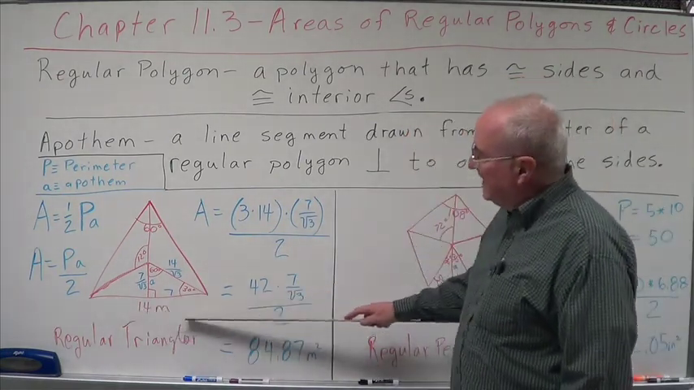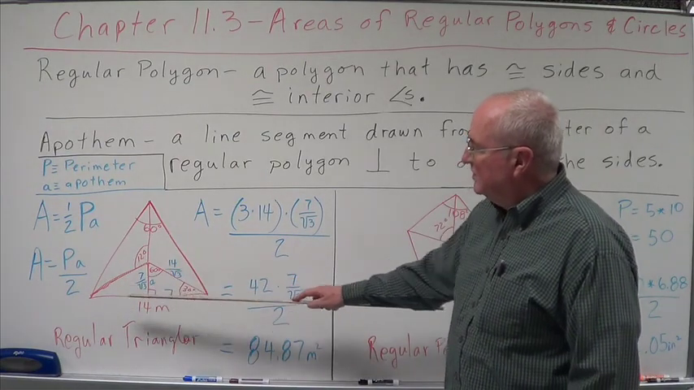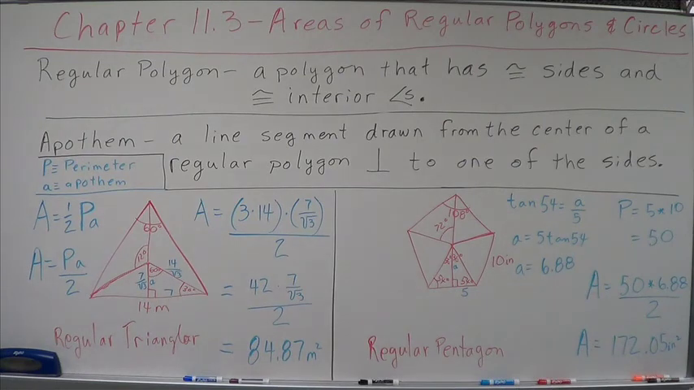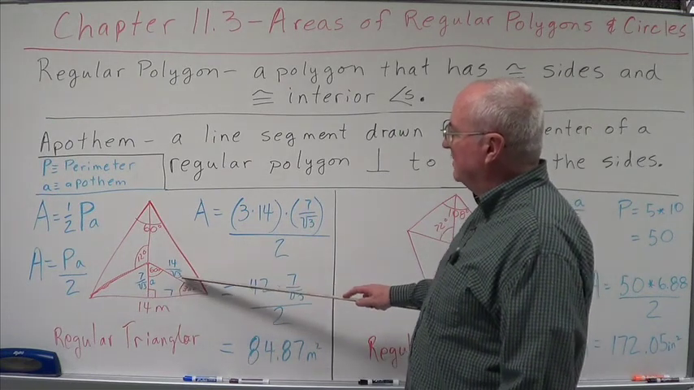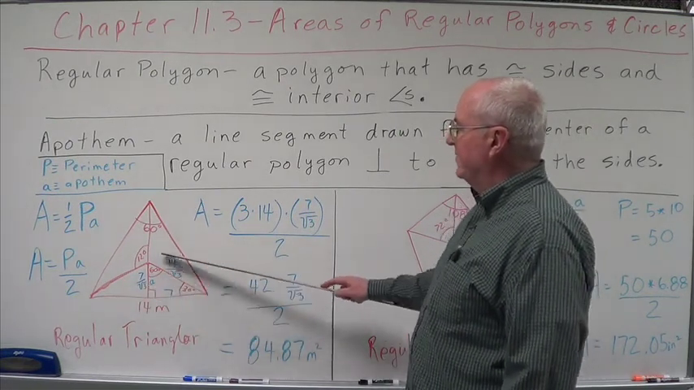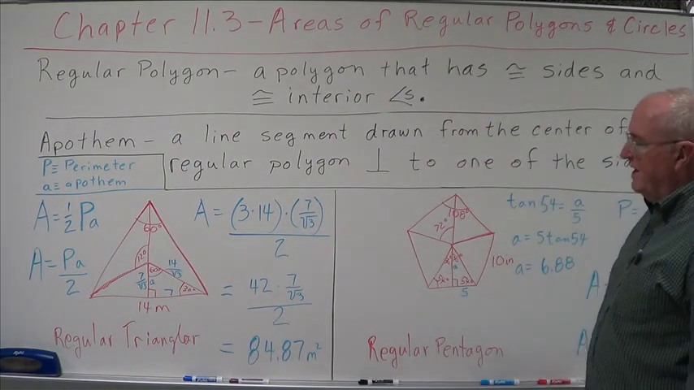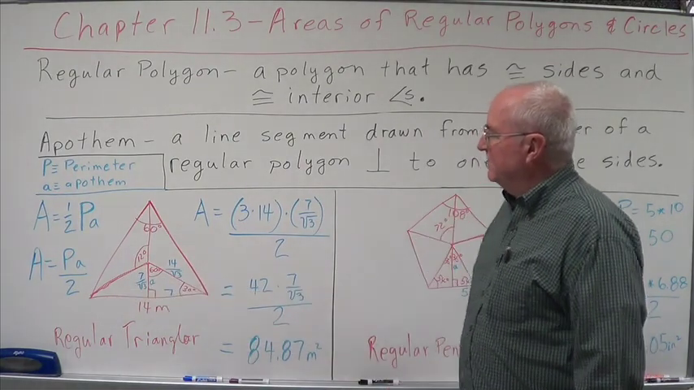If this is 14, we're going to cut this side in half. That makes this 7. What's the short side, the side across from the 30? Well, it's the longer leg divided by the square root of 3. So we've got 7 divided by the square root of 3. What's the hypotenuse? Double that. So that would be 14 divided by root 3. But we need to find the apothem, which is the 7 divided by the square root of 3.